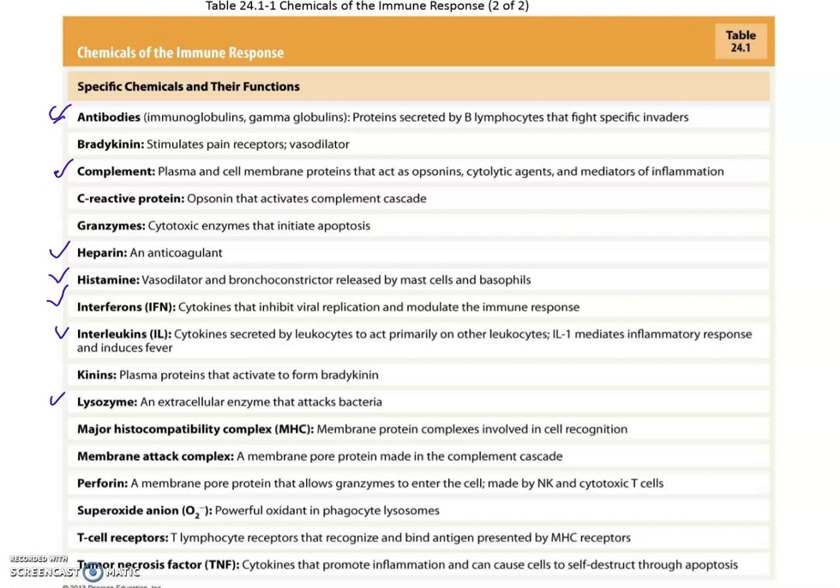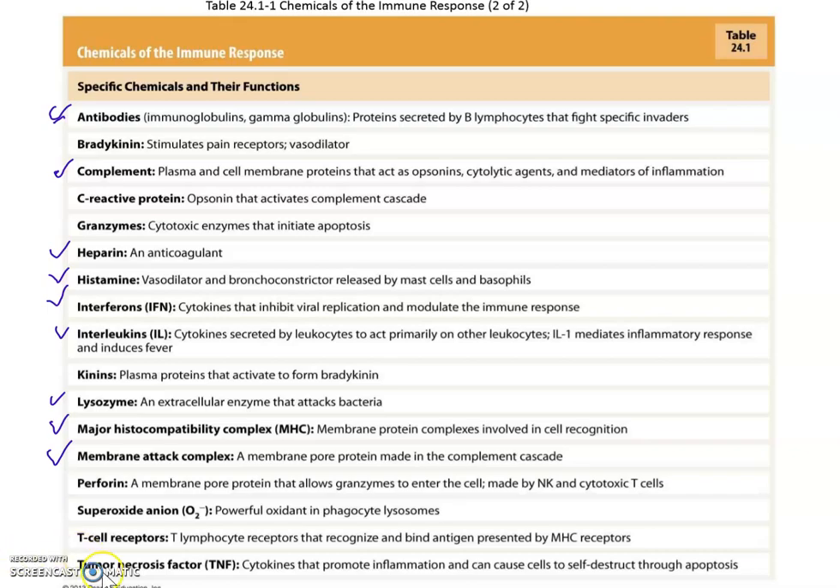Major histocompatibility complex, the MHCs, we're going to talk some more about them. That helps with self-recognition as opposed to foreign recognition. The membrane attack complex, it's part of the complement system, and you will see that in a minute. Perforin, that's a protein that makes membranes leaky and helps basically poke holes, therefore the name perforin, poking holes into cells. A superoxide anion, that is a really powerful oxidant and helps to destroy bacteria or cells that you don't want.